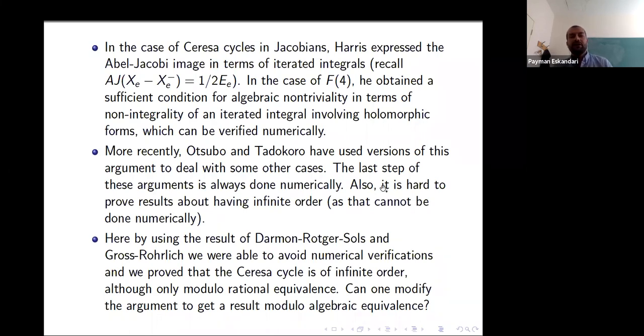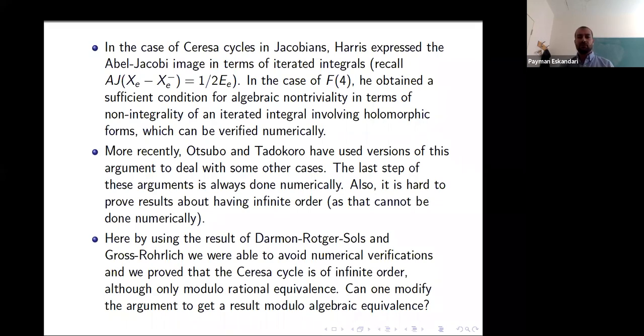That's why you don't get definitive results for infinite families, things like that. Also, this line of thought makes it hard to get something about non-torsionness, because roughly speaking it's like trying to show that something is not a rational number, and we can't do that numerically, obviously. But what we've done here is use the result of Darmon-Rotger-Sols and then Gross-Rohrlich. By using those, we've avoided numerical verifications. And in fact, we've been able to show that the Ceresa cycle has infinite order, but the cost is that we only get it modulo rational equivalence and not algebraic equivalence.